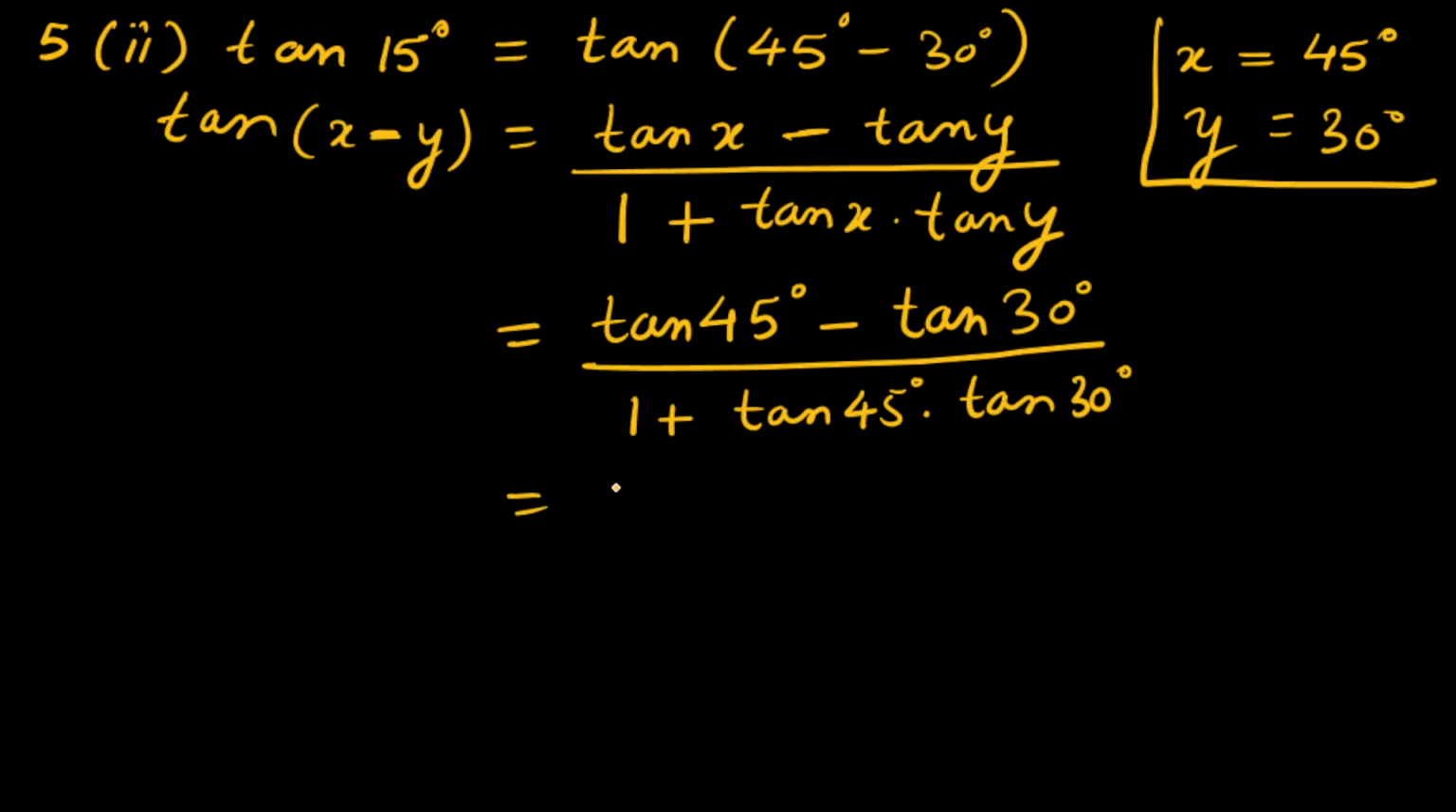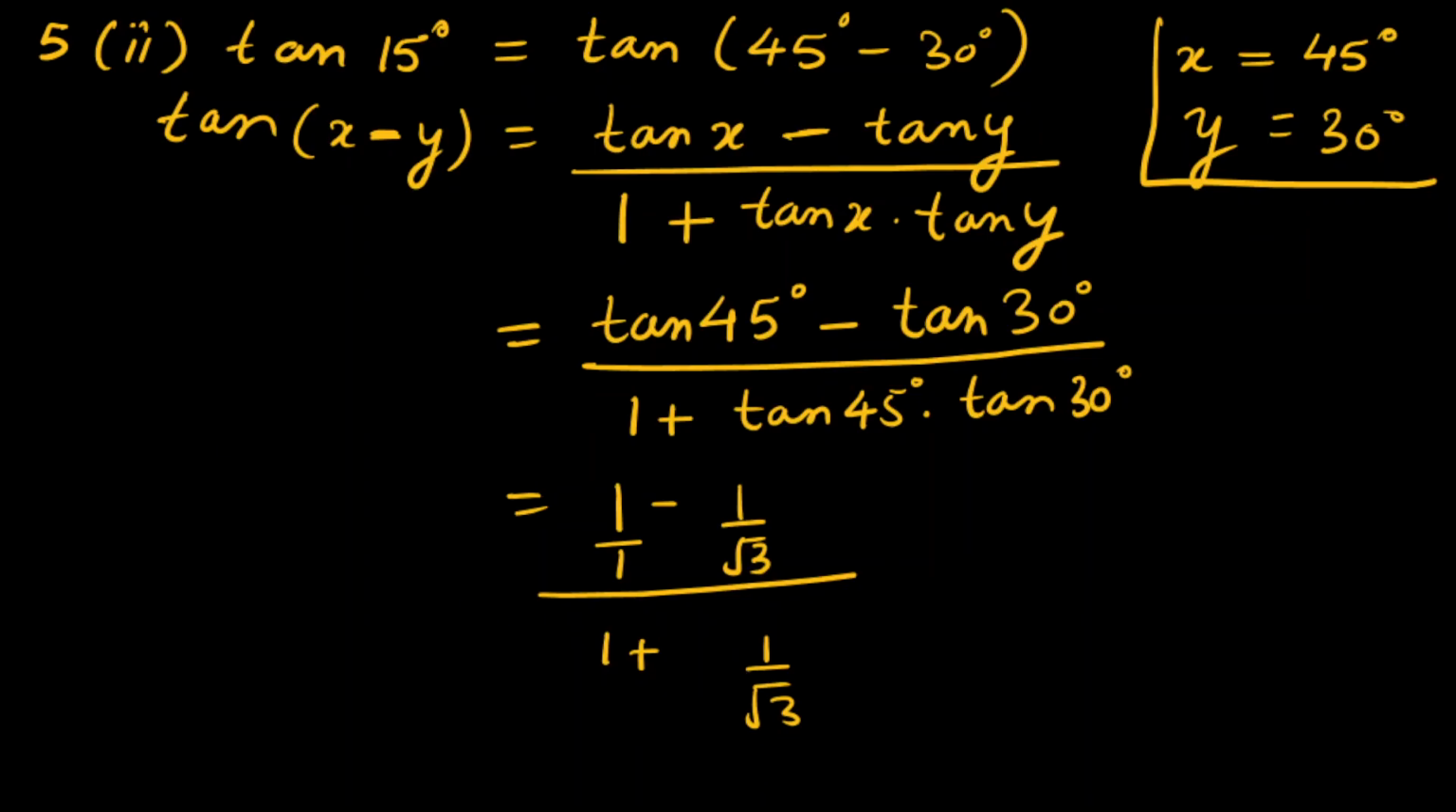Tan 45 we know is 1. Tan 30 is 1 by root 3. So it is 1 minus 1 by root 3, divided by 1 plus 1 into again 1 by root 3. To simplify, here two fractions are getting subtracted, so I'll write 1 as 1 by 1. Here also, if I multiply, 1 into 1 will become 1.